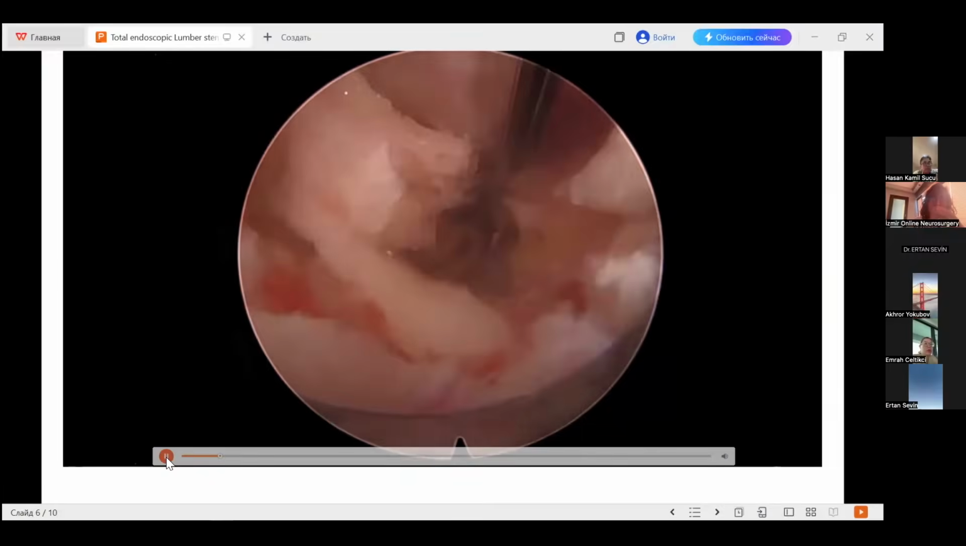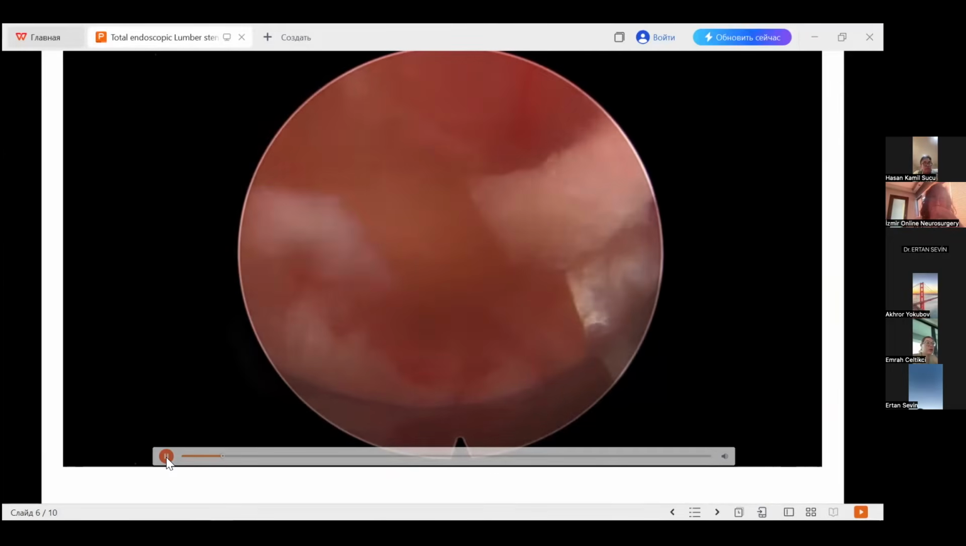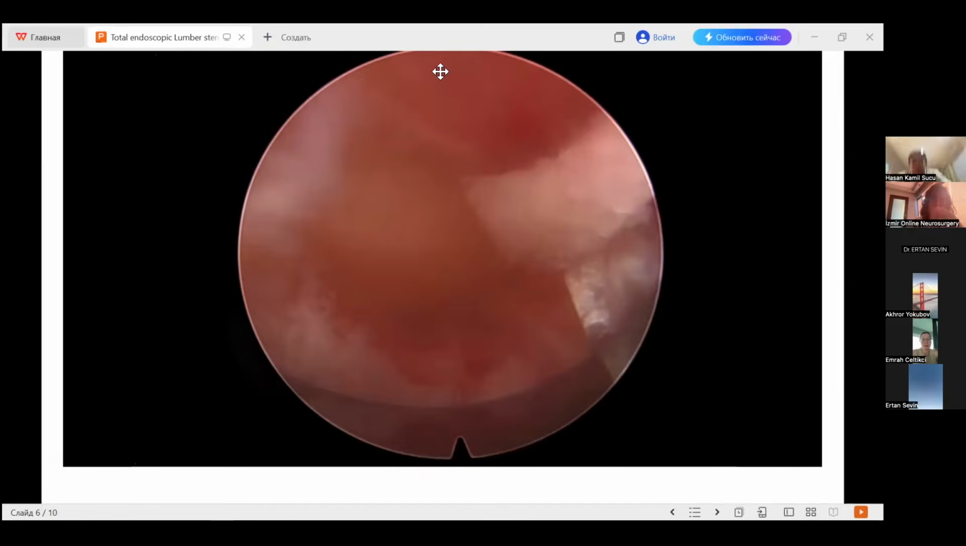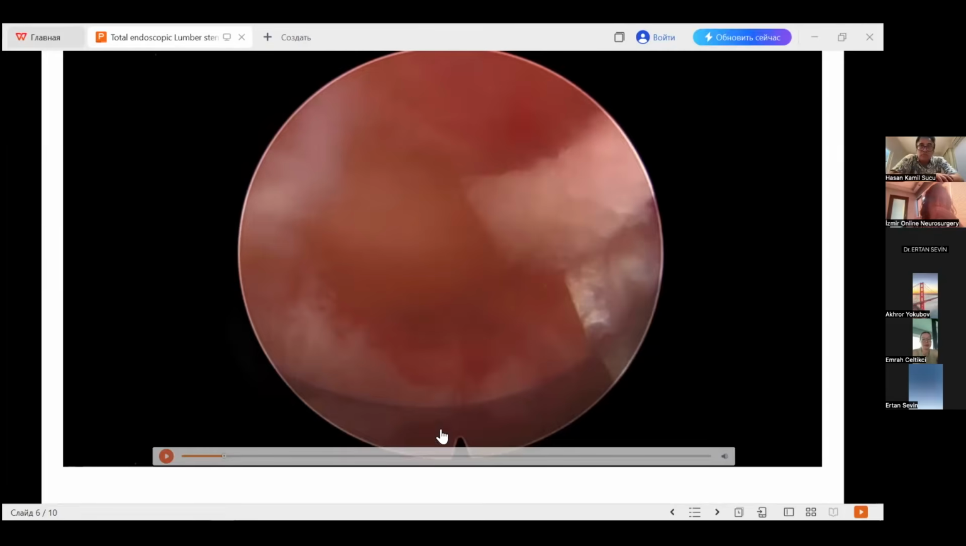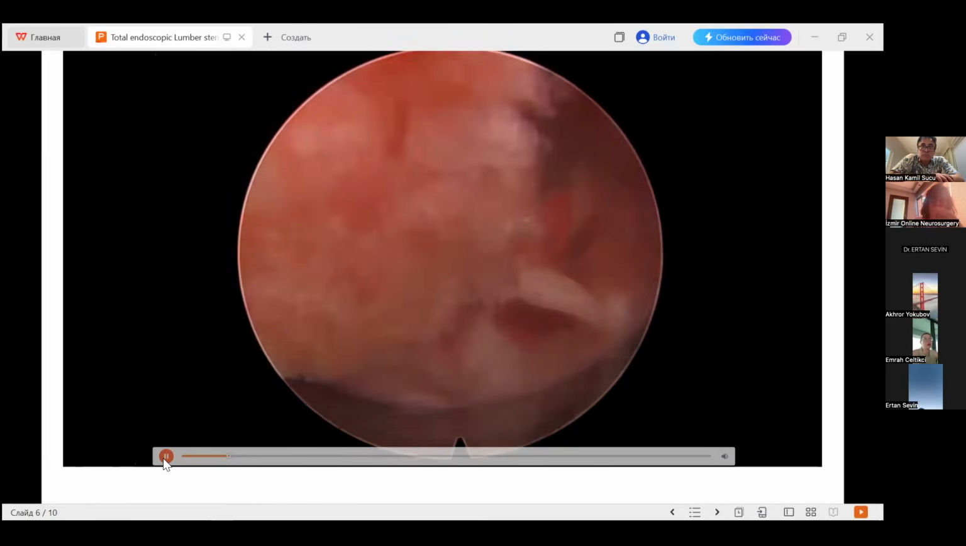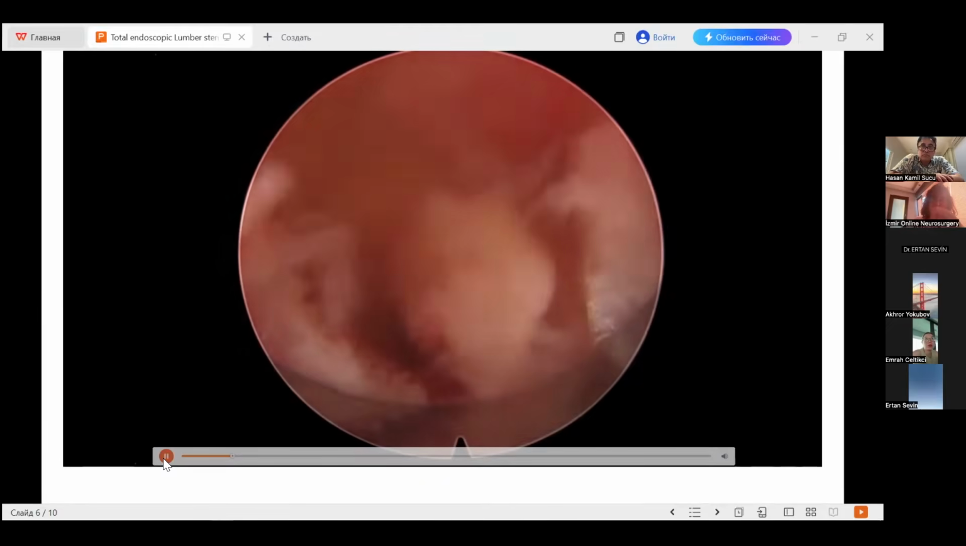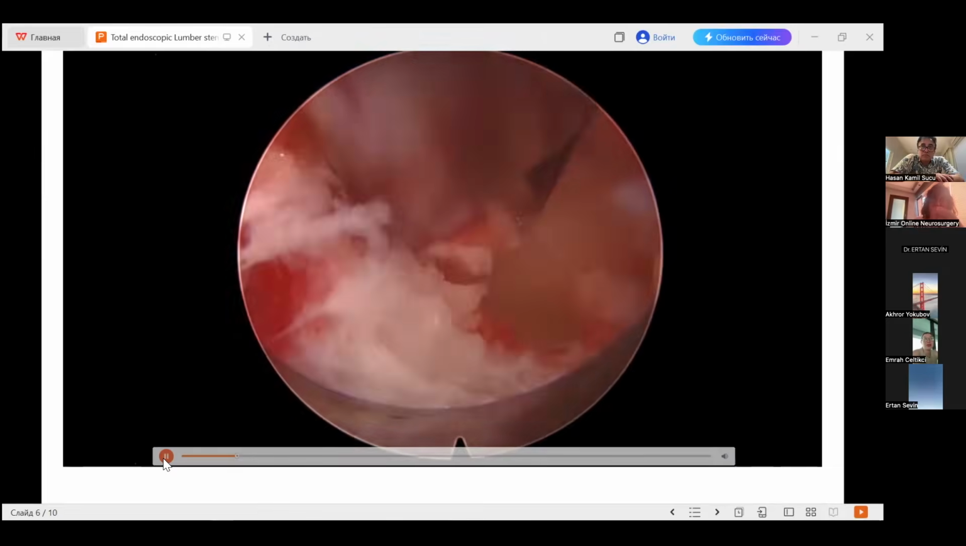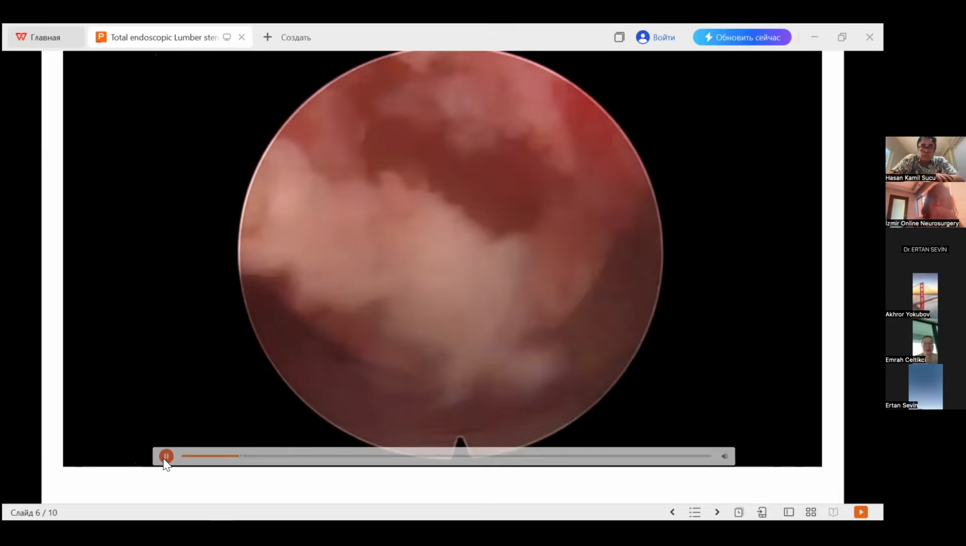Yes, this is Kerrison 3. With Kerrison 3, 9 is cranial, 3 is caudal, 12 is medial, 6 is lateral. All we are seeing is the ligamentum flavum, because the bone is not strong. That's why I'm not using the drill.